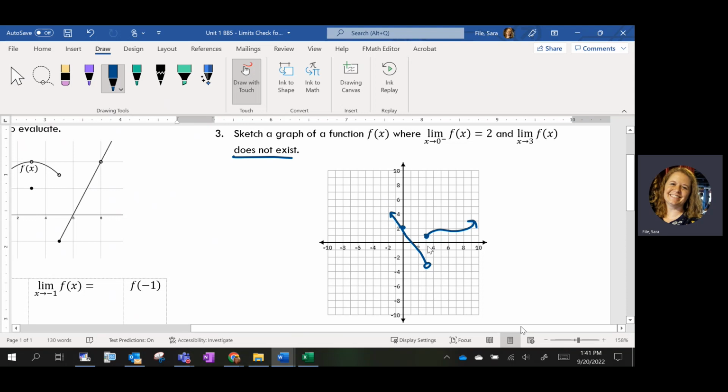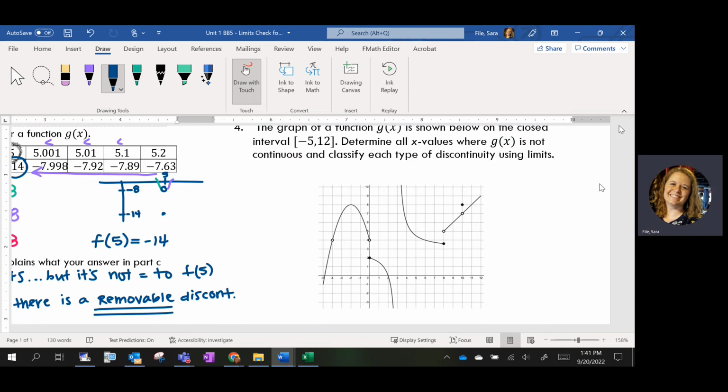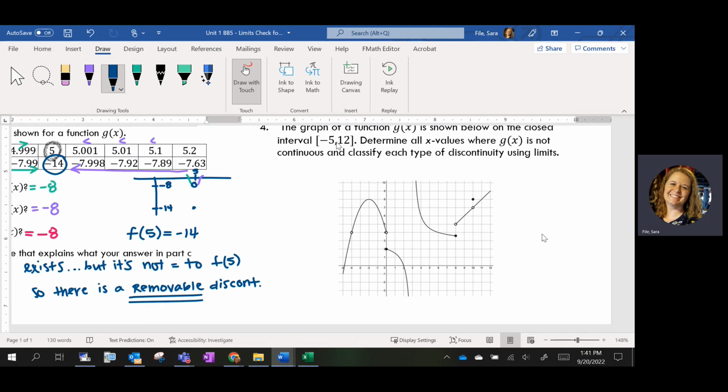All right, and last but not least on 4, it shows the graph from -5 to 12, and it's asking you to determine all the different types of discontinuities, where it's not continuous, and classify. So I'm recording right now, so I'm going to go ahead and finish this. If you want to go back and look at it later, you can. You're not turning any of those papers in. You are just doing the Delta Math practice. Okay, so let me finish this recording real fast.